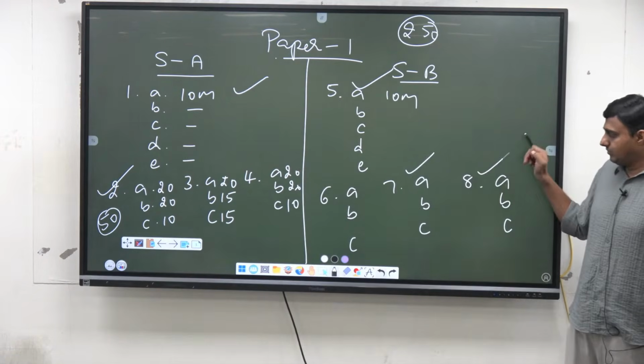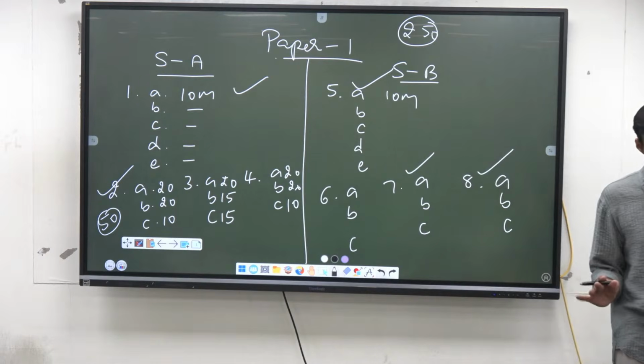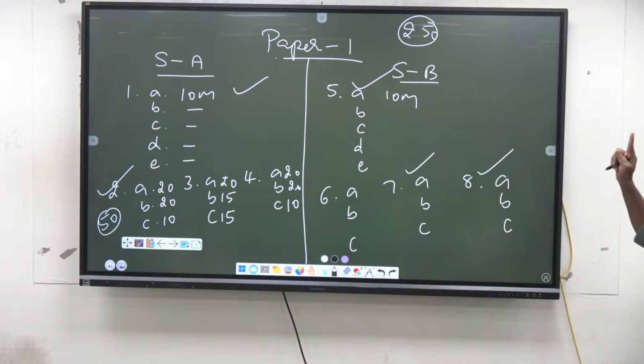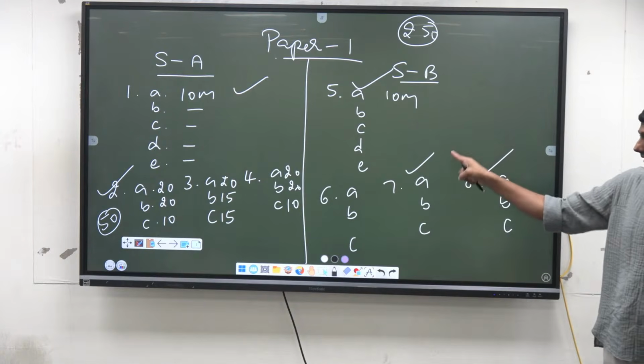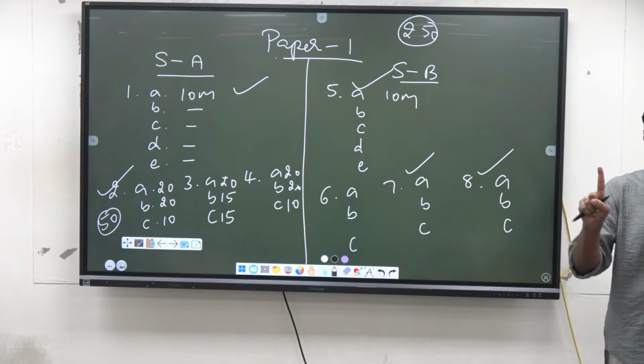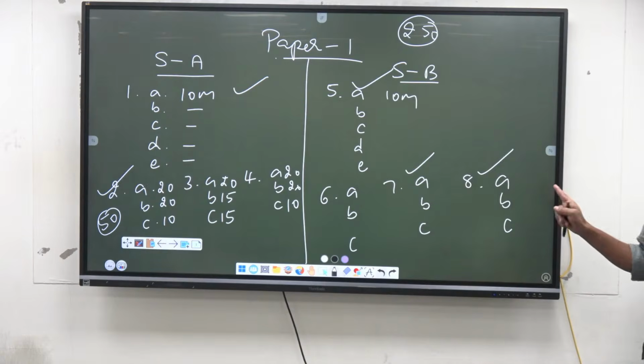7 and 8 is easy for me. Fair enough. So what is the point? That's why question number 1 and 5 are mandatory. Out of the remaining questions, in each section you have to answer 1. Each section means what? Section A, minimum 2, 3 and 4, you have to answer 1. 5, 6, 7, 8, minimum 1.